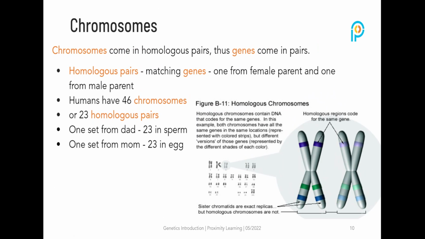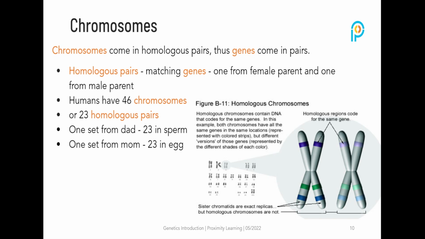And I know this is kind of tricky. You have to think about this. But homologous pair simply means that they're matching. So homologous pairs are matching genes. You get one from your female parent and one from the male parent. So humans have 46 chromosomes. Or, another way to say that, humans have 23 homologous pairs, because 23 times 2 is 46.